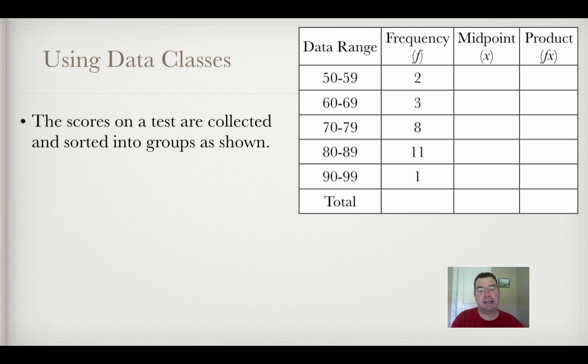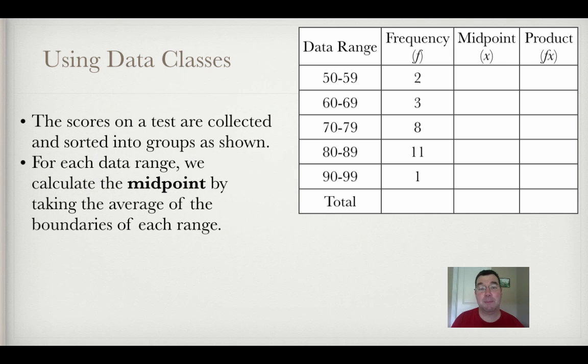What I need to do first, since I don't know where those numbers are in that range, is make up some value that will represent every grade in that range. And it may not be accurate, but it's really all I can do now because I don't have the individual scores. This is all I have. I have 2 scores between 50 and 59, and I have no idea what they are.